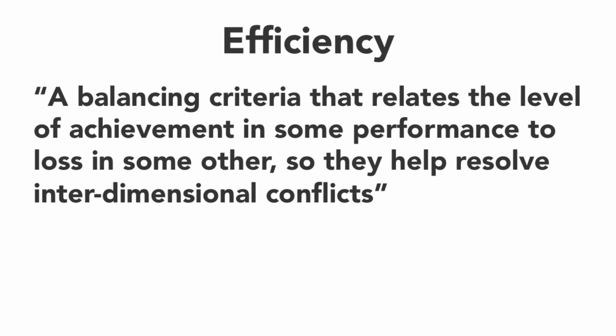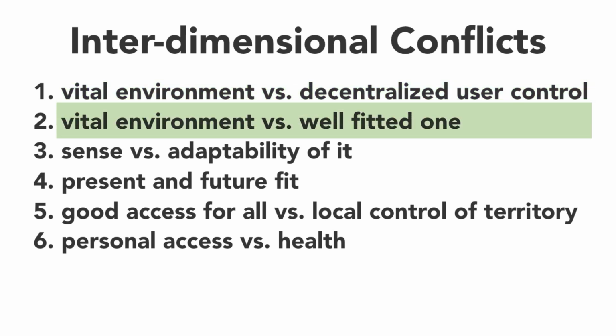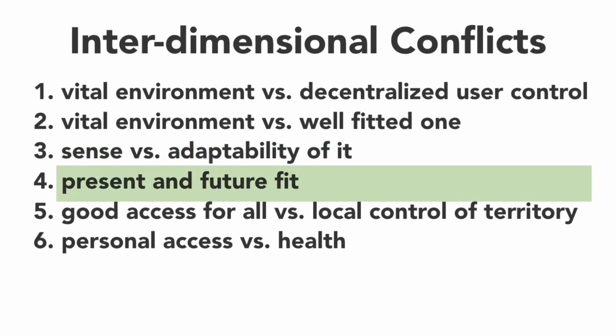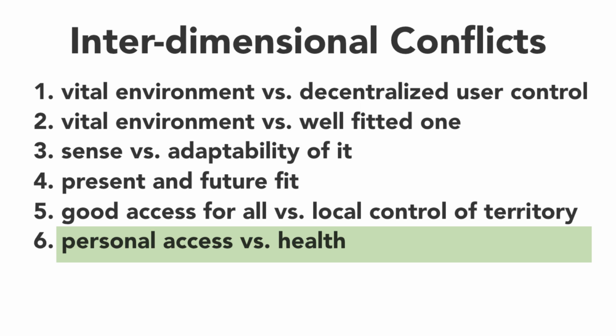So they help resolve interdimensional conflicts such as a vital environment will often conflict with decentralized user control. The ideal of a vital environment will often conflict with a well-fitted one. Sense is frequently in opposition to adaptability, a fit. Present and future fit are contradictory to each other. Good access for all clashes with local control of territory. And high levels of personal access may cause health problems when referring to cars getting us everywhere and the pollution they create.